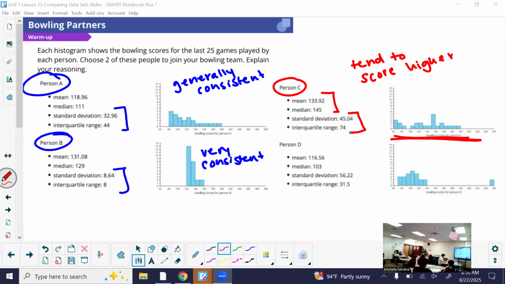All of these are a matter of opinion. But there are some things that you say that can be wrong. Like if you said person C tends to score the lowest, well, that's not true according to this. You might be able to say it touches the left side of the number line more, but so do some of the others. All right, anyone pick person D?